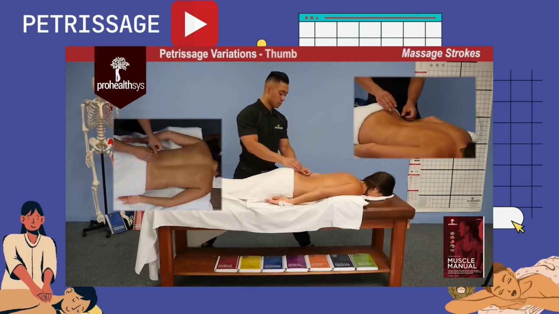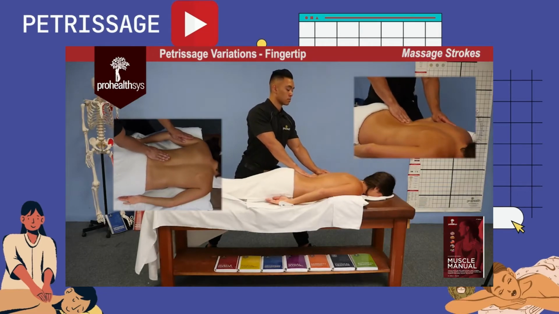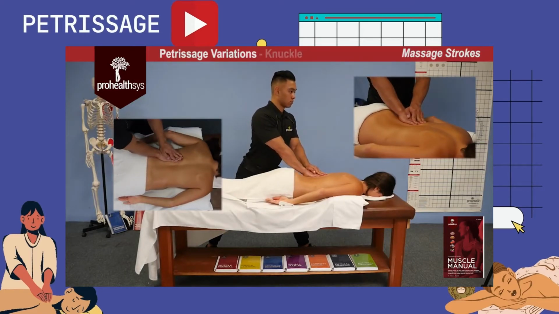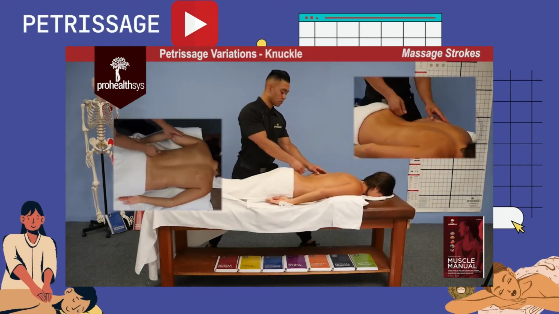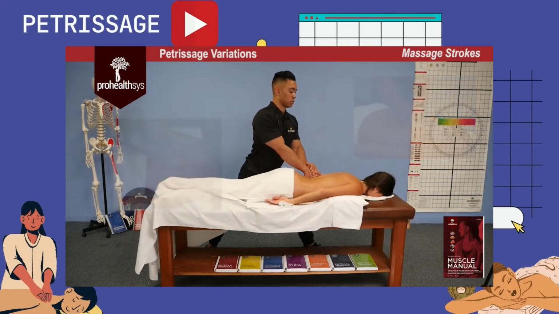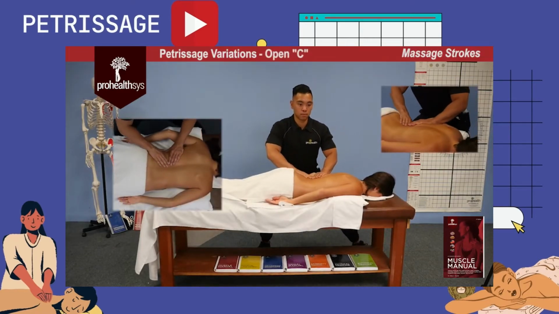First is the palmar, with the use of the palm, and also the thumb, with the use of a thumb, and the fingertips, with the use of the fingertips. Next is the knuckles, with your closed fist. And lastly, the open C, or with the triangle palms.